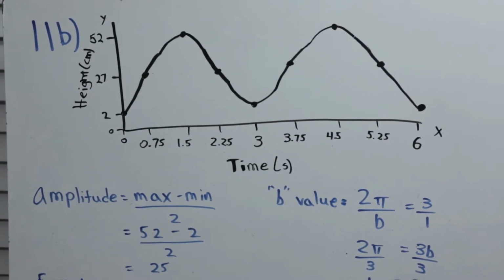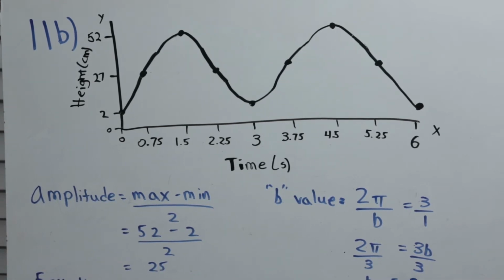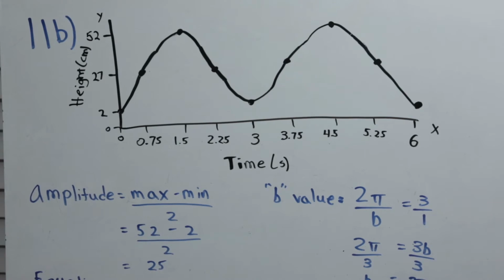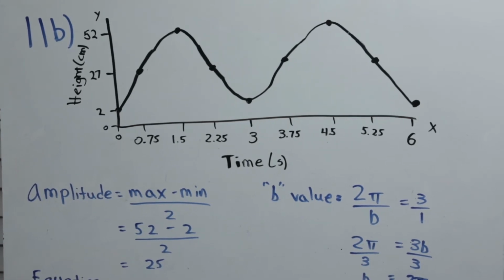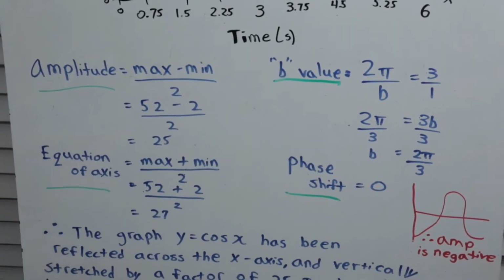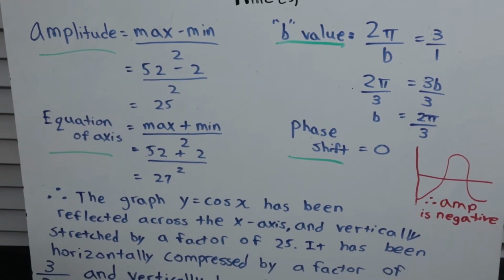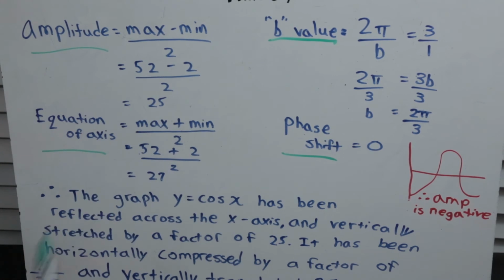So 11b asks us to describe the transformations necessary to transform y equals cos x into the function you graphed in part A. So right here, this is our graph. If you remember earlier, I said that we need to do a series of 4 calculations: the amplitude, the equation of axis, the phase shift, and the b value. The amplitude can be determined by subtracting the max and the min together, then dividing it by 2. So we end up getting 25.